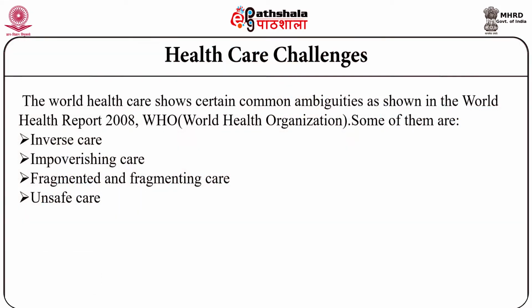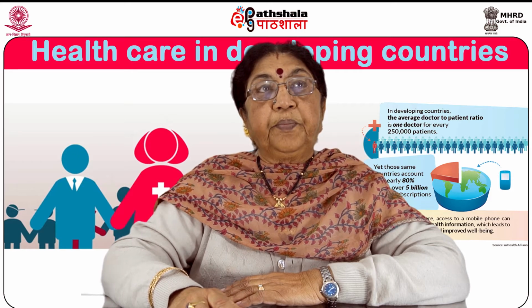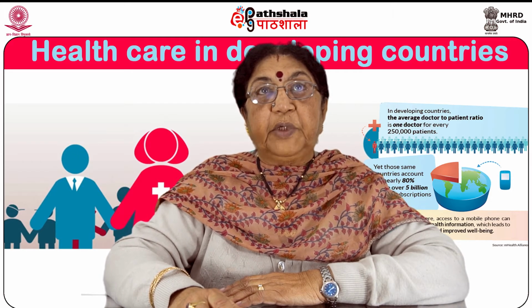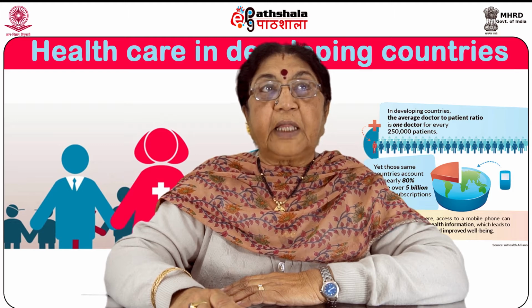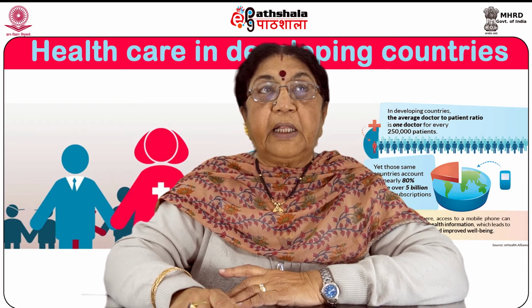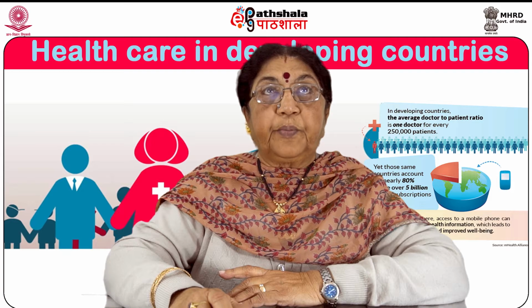Now, the world healthcare shows certain common ambiguities as shown in the World Health Report, and some of them are like inverse care, impoverishing care, fragmented and fragmenting care, unsafe care, misdirected care. What are all these points which we have been talking about? As we continue, all these five factors which are now coming into these healthcare systems and are related with the healthcare systems have to be seen to.